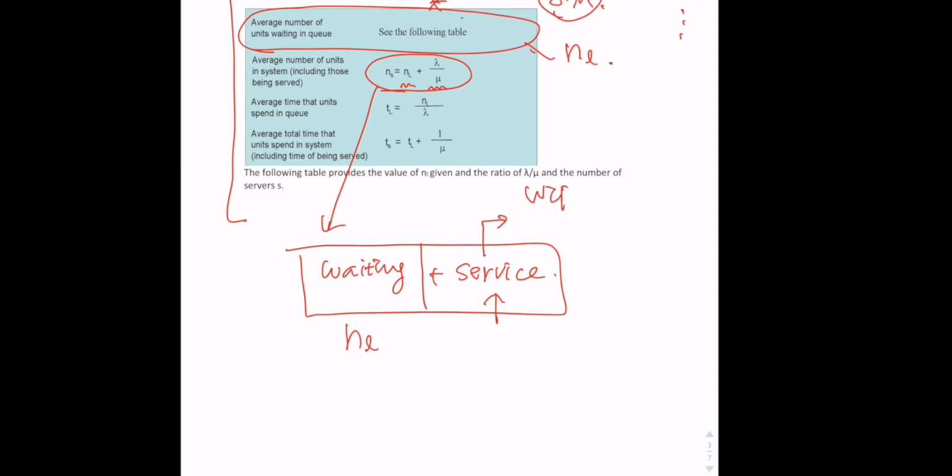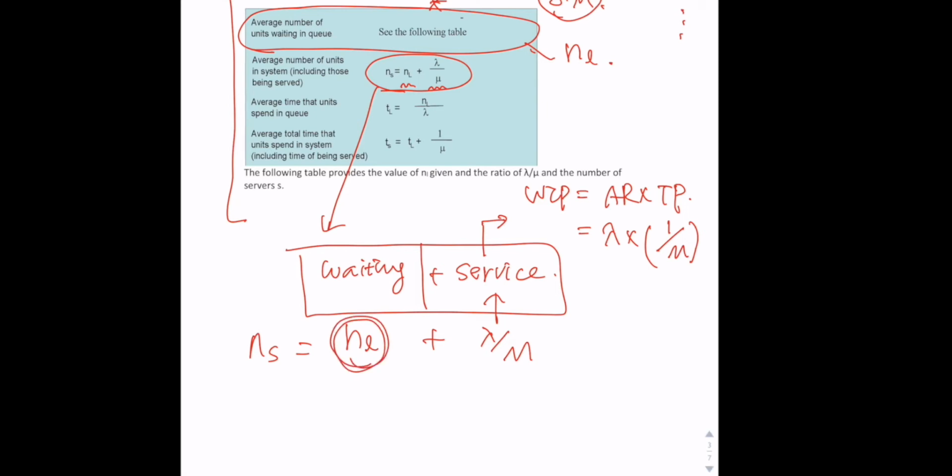Therefore, work in process is arrival rate times throughput time, right? In this area, particularly, the arrival rate is lambda, but what is the throughput time? Service time is the throughput time, so 1 over mu. So we can simply add lambda over mu to get NS. As long as we have this NL, we can easily get NS with lambda and mu.